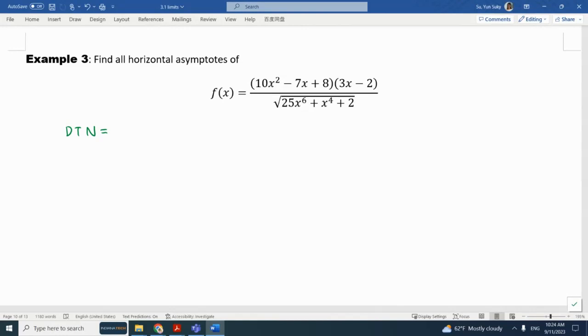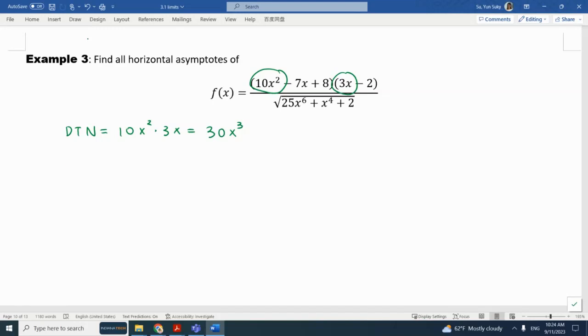Okay, so the dominant term of the numerator. Any guess what it is? Oh yes, very good. Because this is a multiplication, right? So you need to consider the highest term of this factor and multiply by the highest term of this factor, right? Because it's a multiplication. So it's 10x squared times 3x. That's very good. 30x cubed. Right, everybody?